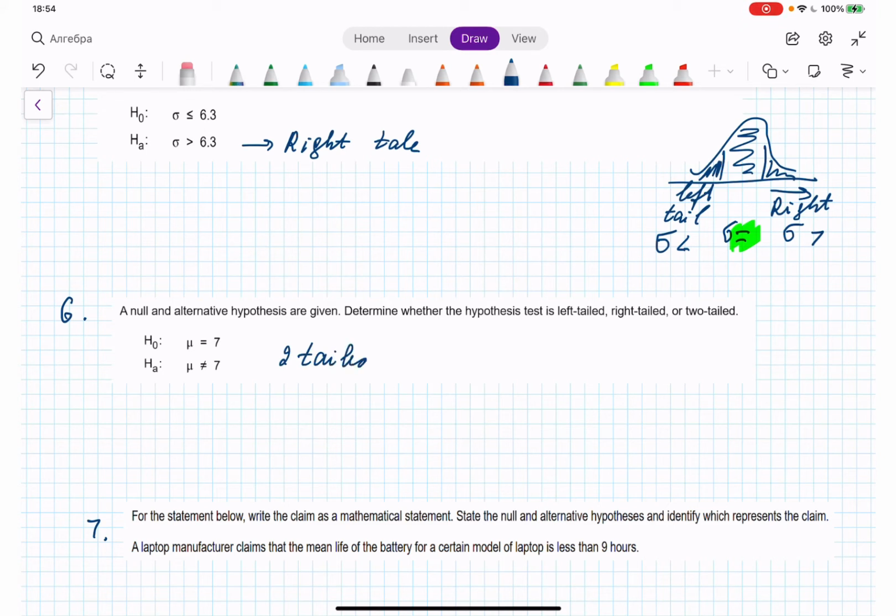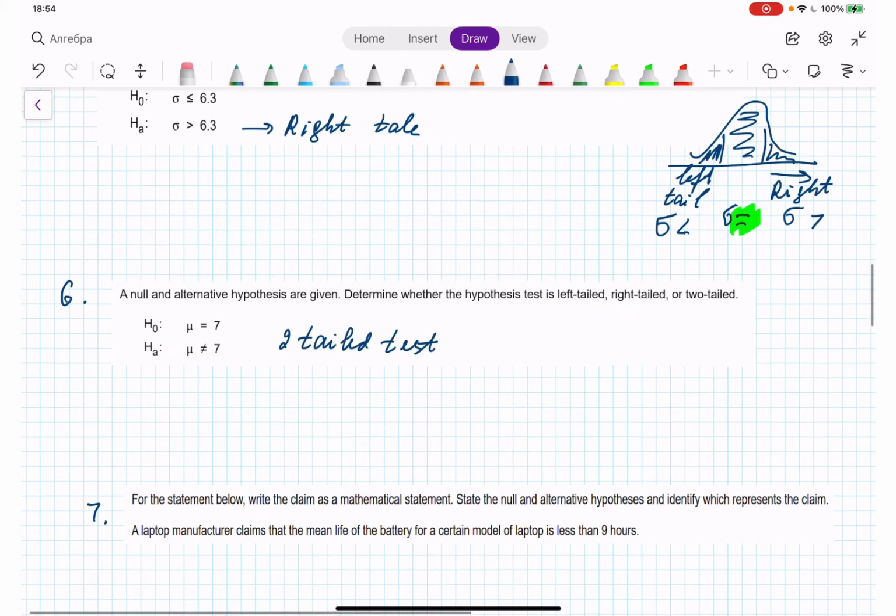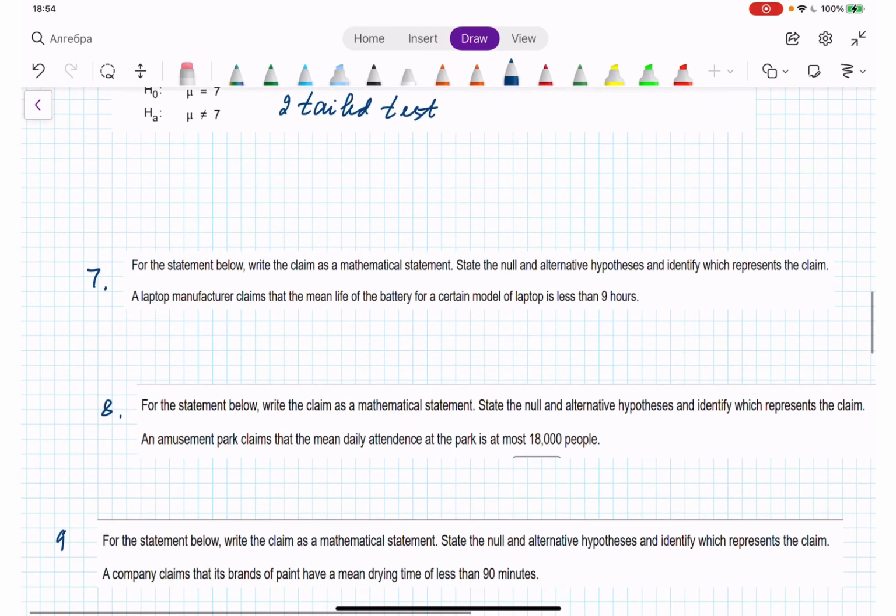Two-tailed test. Next question. For the statement below, write the claim as a mathematical statement. State a null and alternative hypothesis and identify which represents the claim. So what do we have?